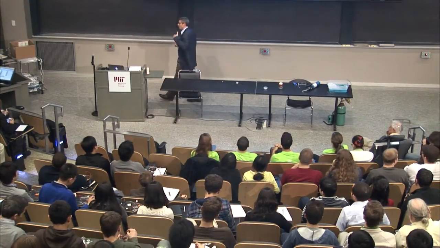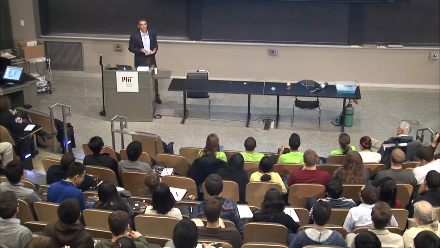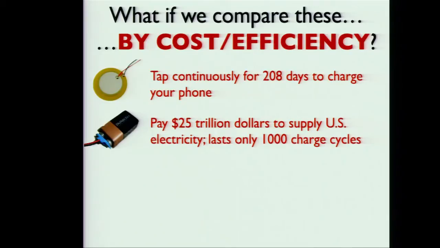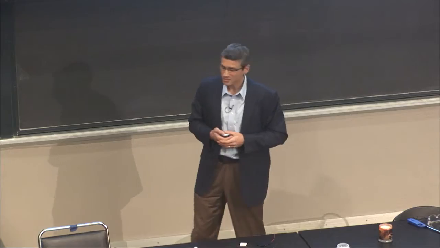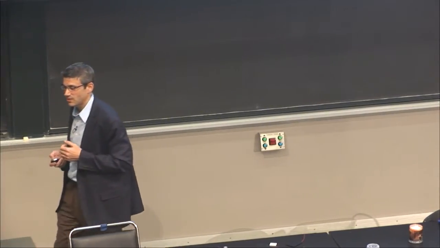See, if you wanted to power the US electricity with the battery, it would cost you $25 trillion, okay? And not only that, but the battery would only last for 1,000 charge cycles. And if it were based on, say, lead acid, which is the cheap stuff that's in your car, well, there's not enough lead. We'd need 50 times more lead than exists in the world, right? So with batteries, we have challenges as well.